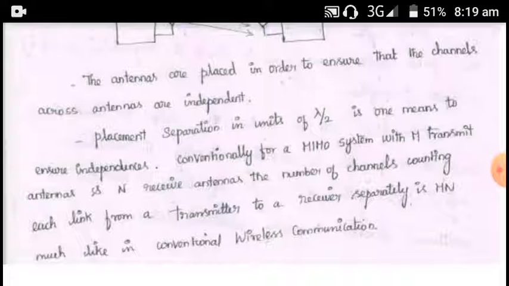So here, what about the capacity of the channel? The capacity of the channel will increase with the minimum number of transmitters. If the number of transmitting as well as receiving antennas increases, the capacity will be reduced. That is, multiple channels will be there, so the fading will be more, so the capacity will be reduced. So we have to use the minimum number of transmitting as well as receiving antennas.